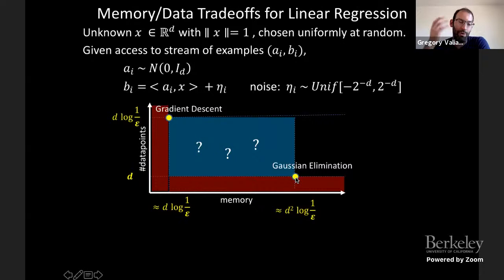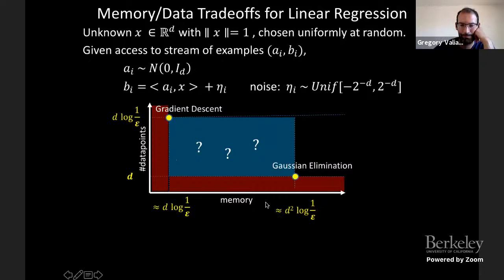We can also just do gradient descent. We can do the most optimized gradient descent, the Kaczmarz style gradient descent. And there we can get away with basically linear memory, with some logarithmic dependence on 1/ε to keep track of significant bits. There we end up paying this log 1/ε, so log of 1 over the desired accuracy. And there's a question of, is there anything in between? Is there anything between order D memory and order D squared memory?